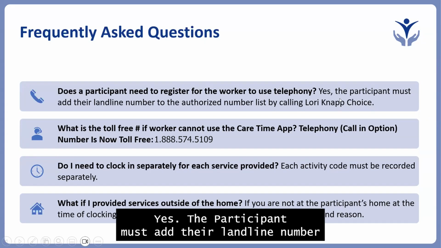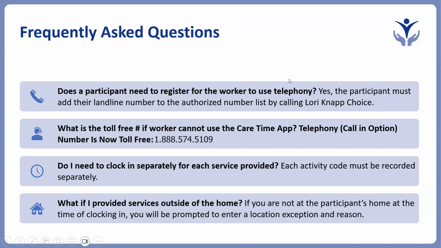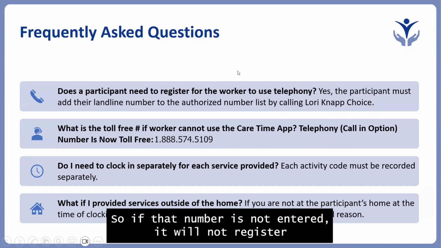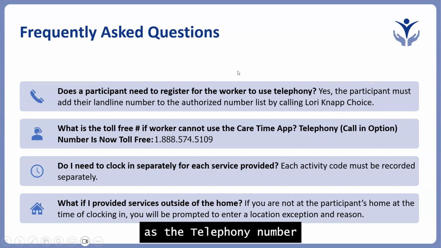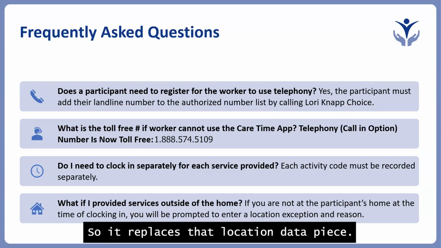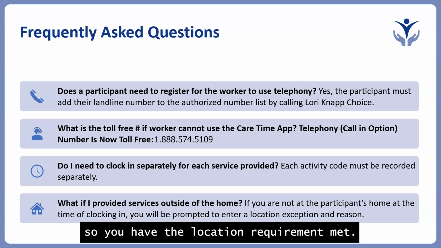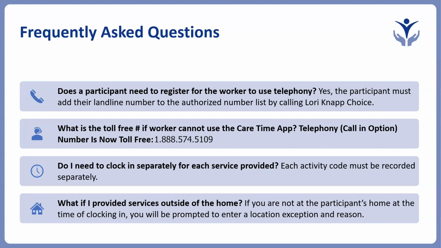Yes, the participant must add their landline number to the authorized number list by calling Lori Knapp Choice. So if that number is not entered, it will not register as the telephony number. That is the replacement for using the mobile app. So it replaces that location data piece. So you'd want to be sure to contact Lori Knapp so that we can get that number entered so you have the location requirement met.